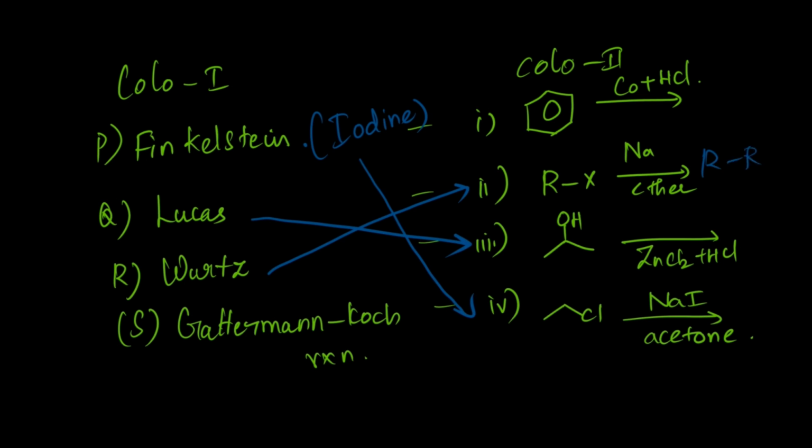Finally, whether you know this reaction or not, the other three are already matched, so it is very easy. The Gattermann-Koch reaction is CO, HCl with benzene, which will give you benzaldehyde. As simple as that.